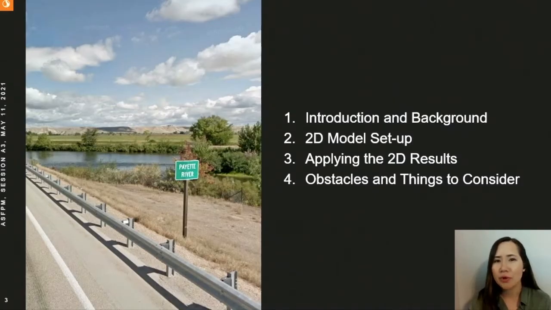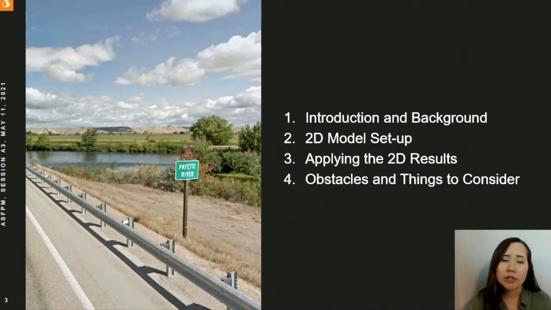Today's presentation is broken up into four different sections. First, we'll give a brief introduction and background of the study area and why 2D modeling was chosen to model this river. Second, we'll go into the actual 2D model setup, with some discussion about data availability and decision making to develop the HEC-RAS model. Third, we'll talk about applying the 2D results into the regulatory mapping products. And finally, we'll share some obstacles and things to consider when it comes to these complex 2D models.